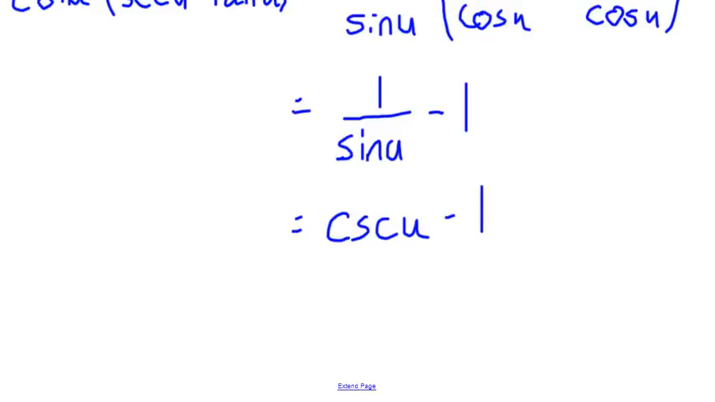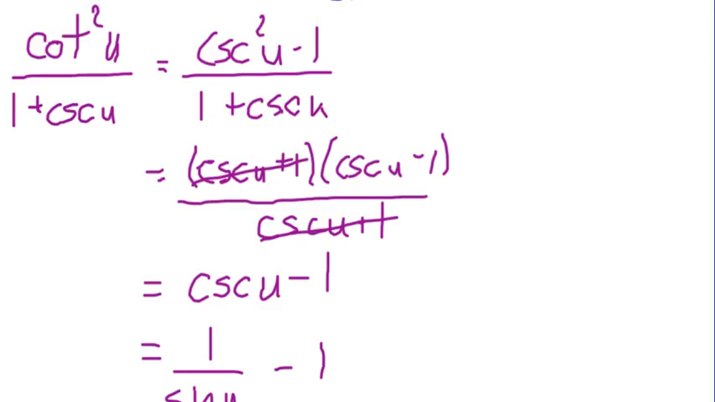So we have the left-hand side of our equation that we simplified down to cosecant u minus 1. Then we started with the right-hand side of our equation, which also simplified down to cosecant u minus 1. So by that transitive property, we've shown our proof. So now we can take both parts and combine them into one long process.